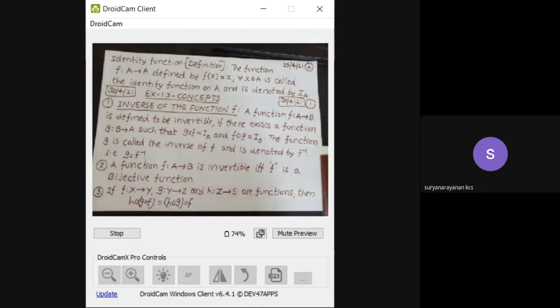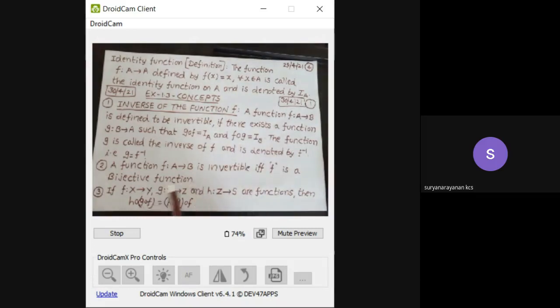This is the definition of inverse of a function, or the definition of an invertible function. But simply to say, every bijective function is invertible. Remember this point. Every bijective function is invertible. Conversely, every invertible function is bijective.